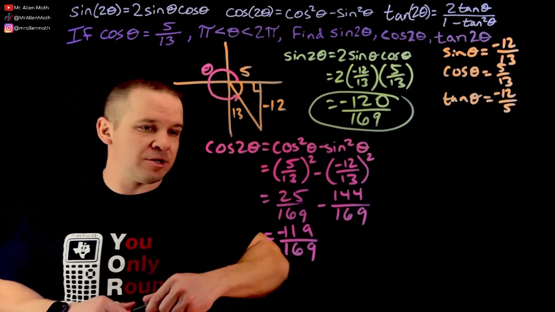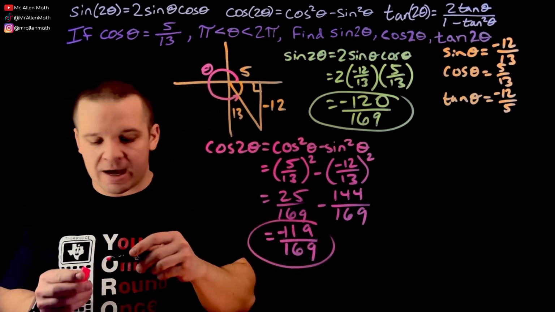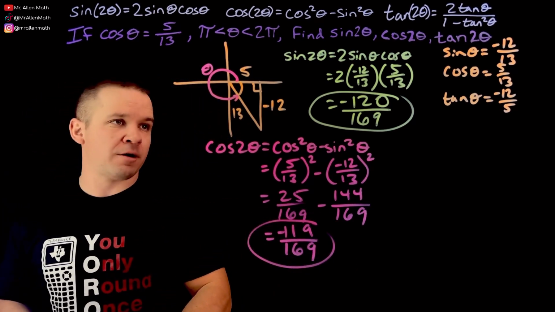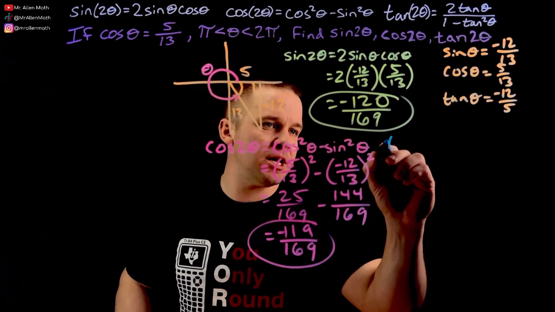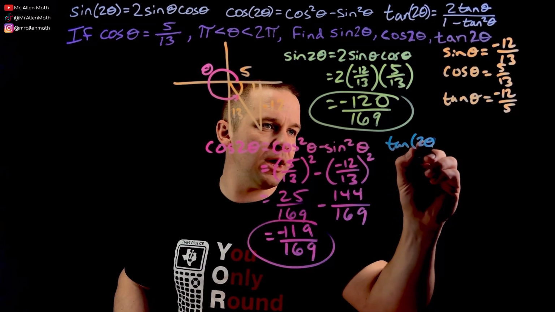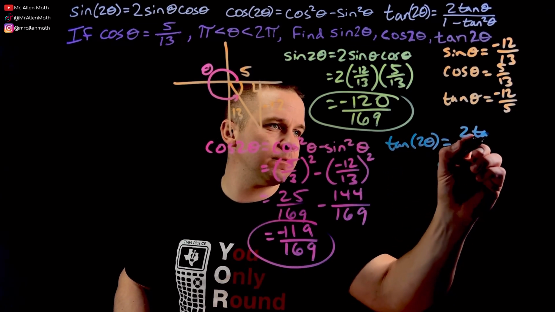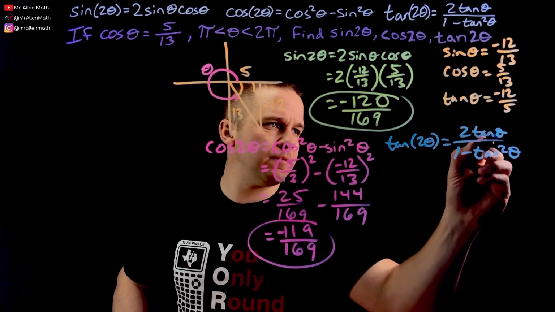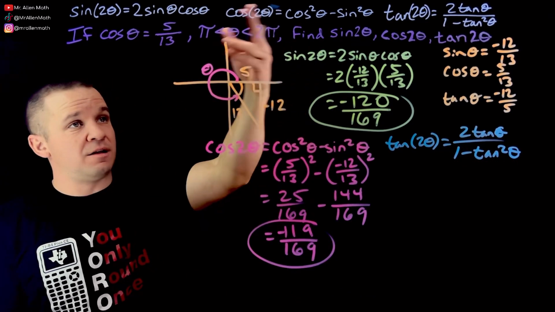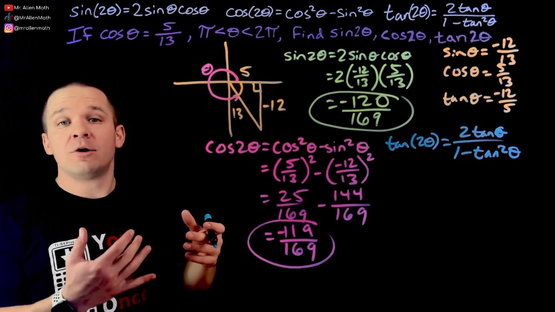All right, let us continue here. I'm going to circle that and then we're going to move on. Blue marker, last one. Tangent 2 theta. Let's jot that down. Tangent 2 theta is 2 tangent theta over 1 minus tangent squared theta. You actually derive these double angle formulas from your sum and difference formulas.